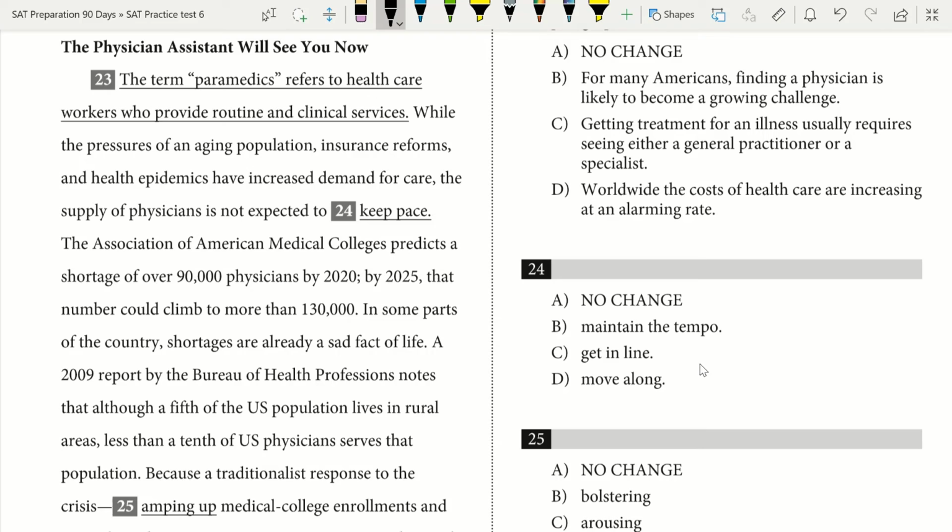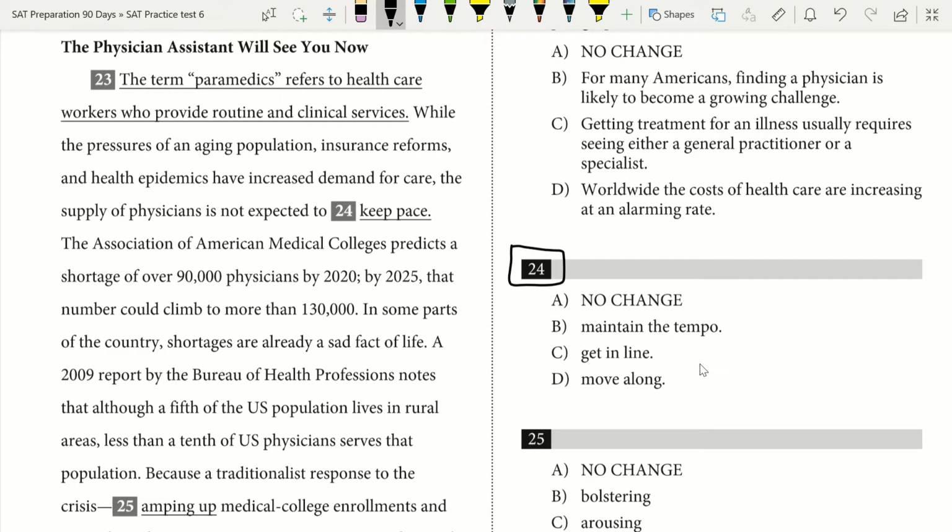Today I have an SAT writing tip I'd like to share with you. On the SAT, you will be tested on your ability to maintain an academic tone and avoid using casual words or slang words in an academic type essay. So what I want to do is go through two questions on SAT Practice Test 6 to illustrate this idea and this tip/trick that I have for you.